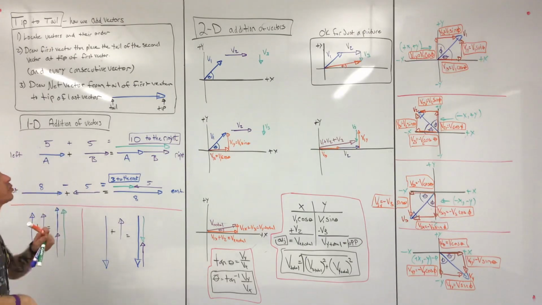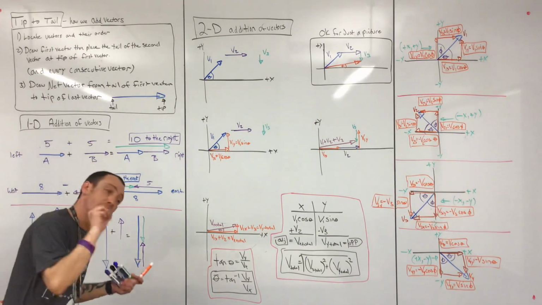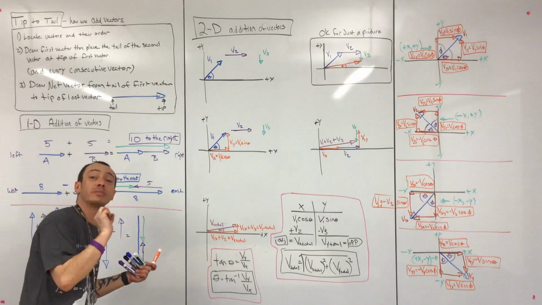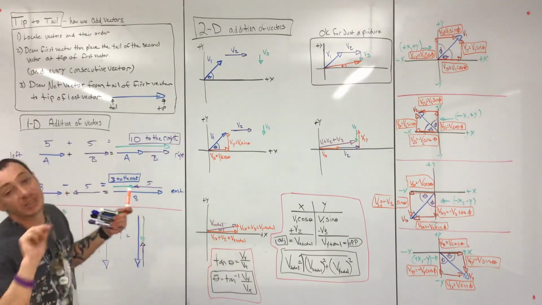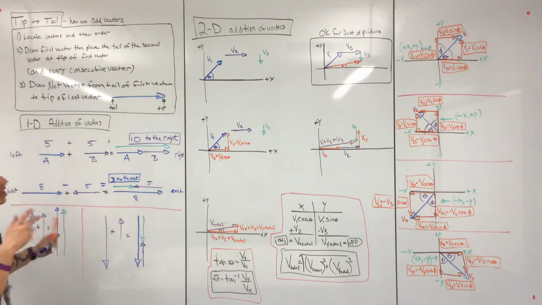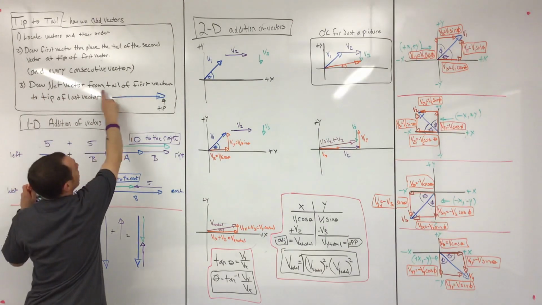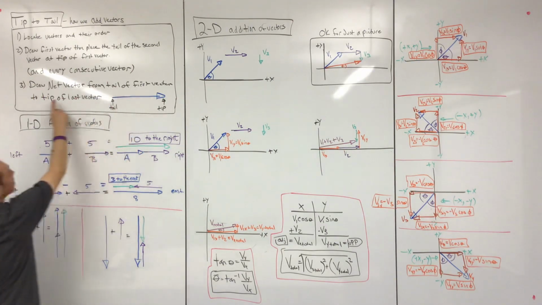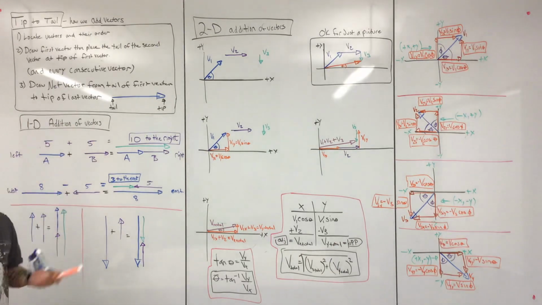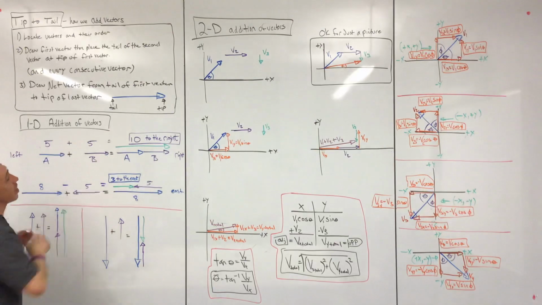Or if you have 3 vectors, right, the net vector is going to be drawn from the tail of the first vector to the tip of the third vector. Okay, you kind of ignore 2 because you're just drawing from the tail of the first vector that was drawn to the tip of the last vector drawn, wherever it is, even if it's in the X or Y. Okay, we're going to practice this a lot.